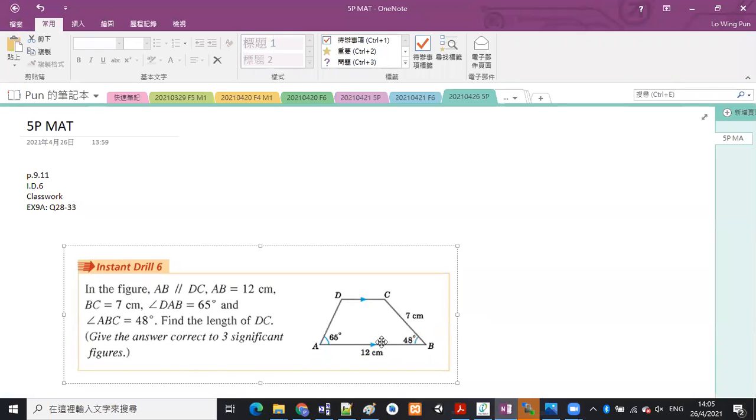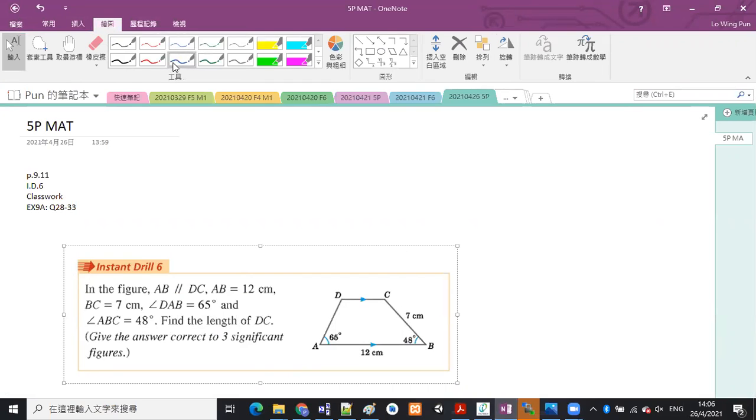So in the figure, AB is parallel to CD. AB is 12 cm, BC is 7 cm, angle DAB is 65 degrees, angle ABC is 48 degrees. Find the length of DC. So we need to add lines to form triangles.